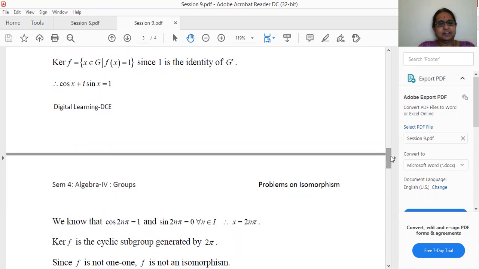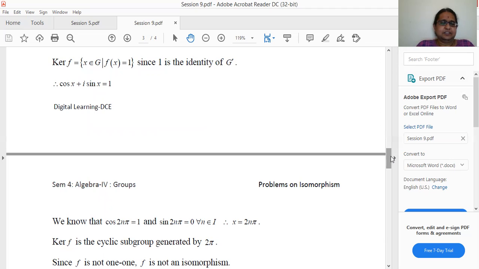And we know that cos 2nπ is 1 and sin 2nπ is 0 for all values of n. Therefore, we can say that x is 2nπ. Because here we have cos x + i sin x equal to 1, there is no imaginary quantity. So we have to choose the value of x such that cos x is 1 and sin x is 0. So we get x is 2nπ. So this is the kernel. Hence we can say that kernel f is the cyclic subgroup generated by 2π.